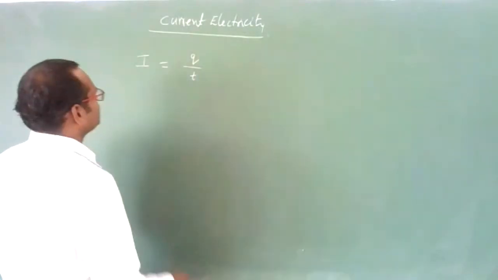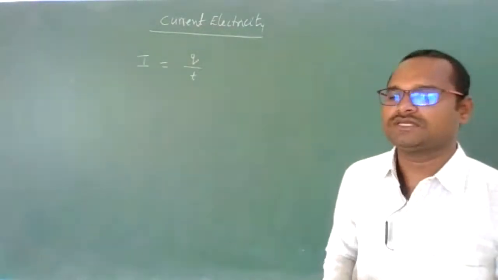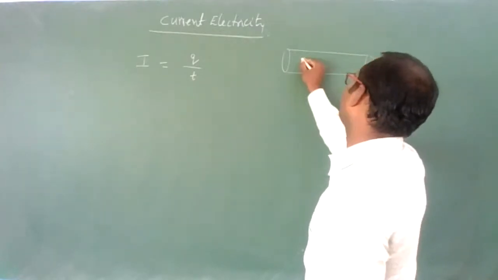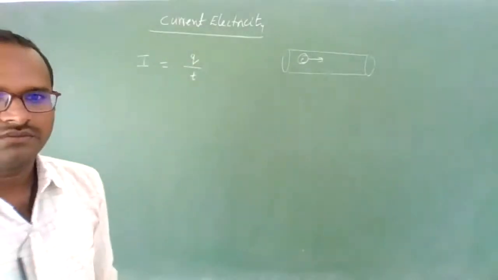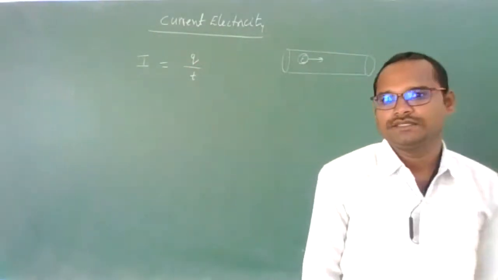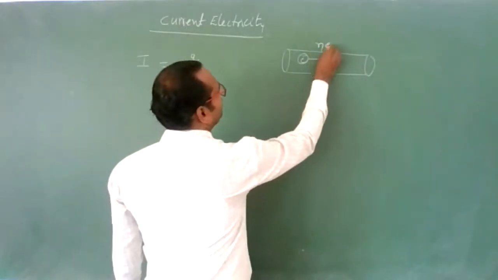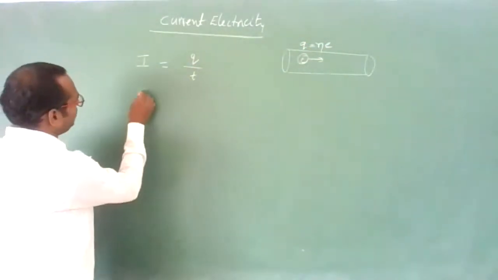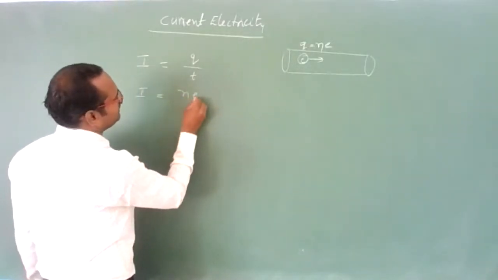Let us suppose that the charge is nothing but electrons. Electrons are flowing through a wire. Let us suppose this is one wire, and through this wire some electrons are moving. How many electrons are moving? Let us suppose n number of electrons are moving. Then the charge flowing through the wire will become Ne. So the amount of current flowing through the wire will be nothing but Ne by t.